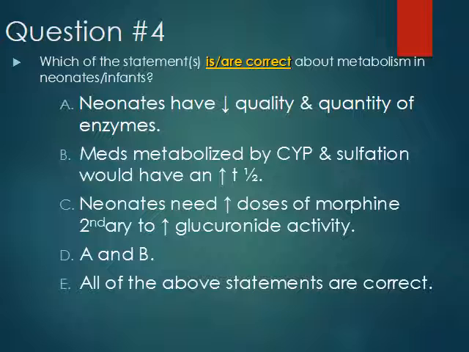And that neonates would need higher doses of morphine secondary to increased glucuronide activity. So that was actually the opposite. They actually have a decreased glucuronide activity, so they would need relatively a smaller dose or one given less frequently because of that. So here we'd have A would be the only correct answer here.